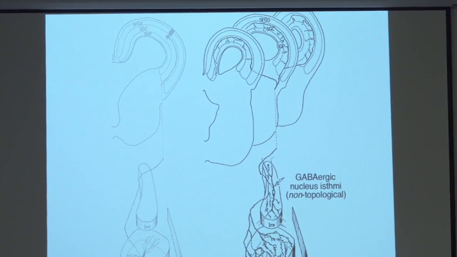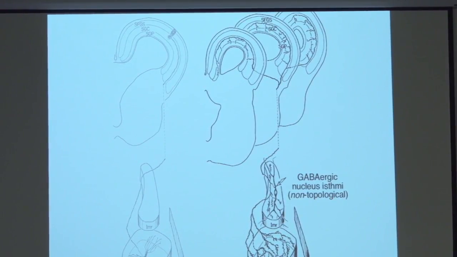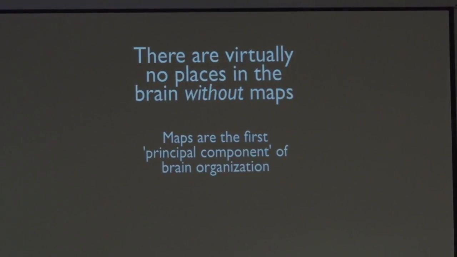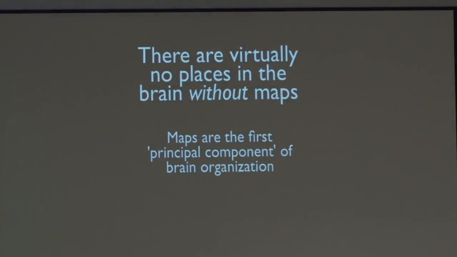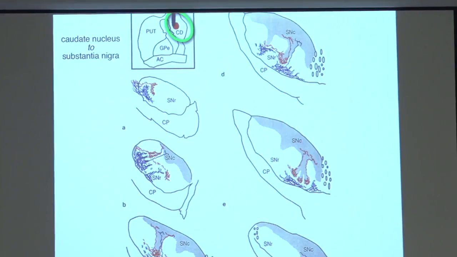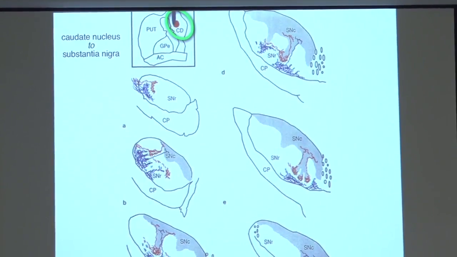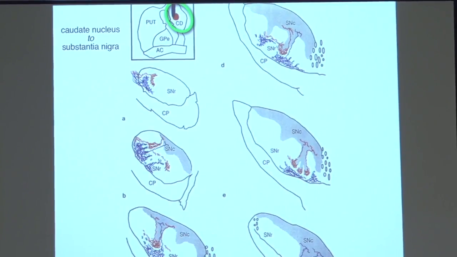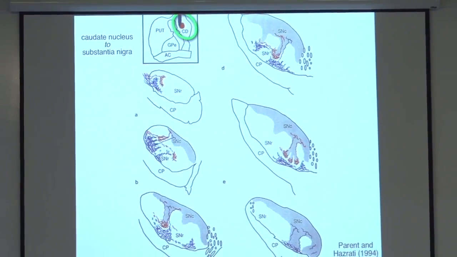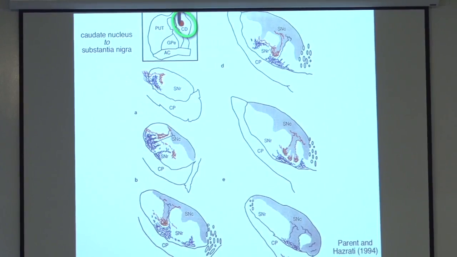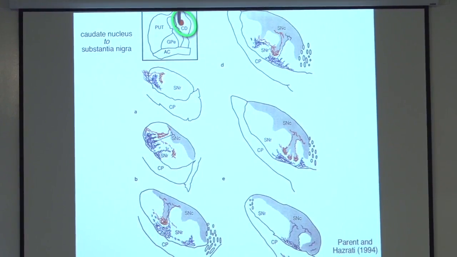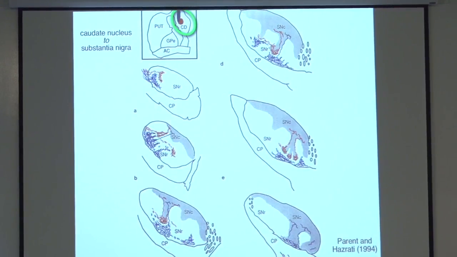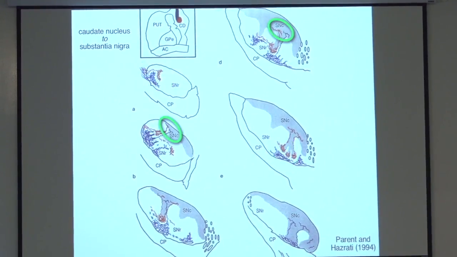And there were some non-topological maps in turtles, but topological maps are the first principal component of organization of the brain. And you might not have even realized some of the places that there are maps. So this is a picture of 2 injections into the caudate nucleus right next to each other. And you can see when they project down to the substantia nigra, they're topographic. The ones going to the GABAergic part of the substantia nigra are topographic over there, but the ones going to the dopaminergic part are topographic.